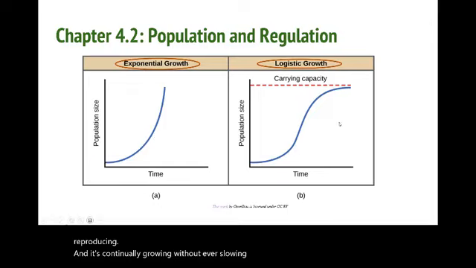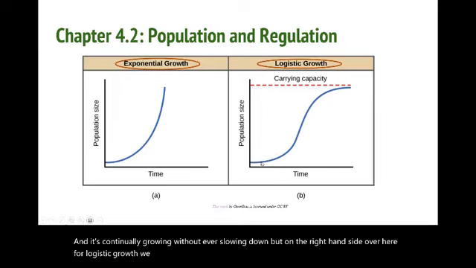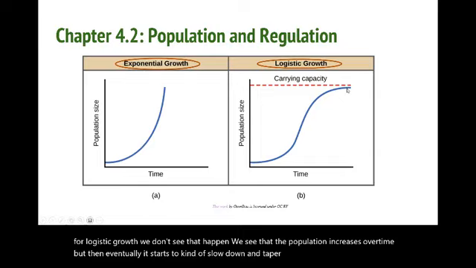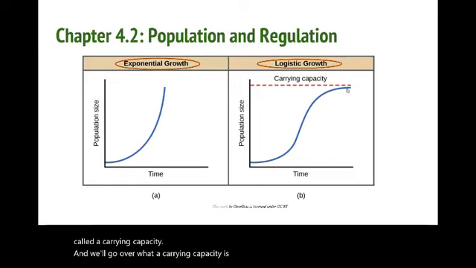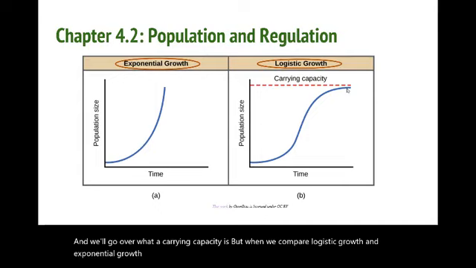But on the right-hand side for logistic growth, we don't see that happen. We see that the population increases over time, but then eventually it starts to slow down and taper off because we hit something called a carrying capacity. We'll go over what a carrying capacity is. But when we compare logistic growth and exponential growth, you can see that some populations, like this one on the left, just keep growing really, really fast.